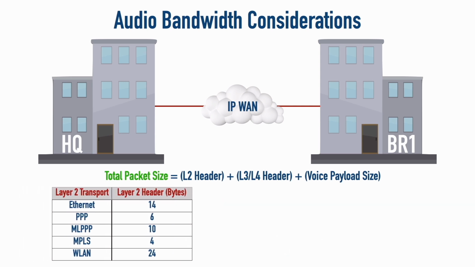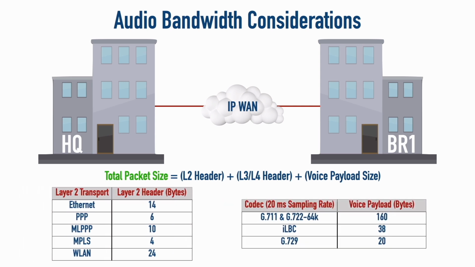Next up, let's consider the voice payload size. And this is reference information. This is not something that we necessarily calculate. We look it up in something like the SRND. And the number of voice bytes being carried inside of a packet, that can vary based on our sampling rate. If we take a sample every 20 milliseconds, well, that's going to generate more frames per second than if we take a sample every 30 milliseconds, as an example.